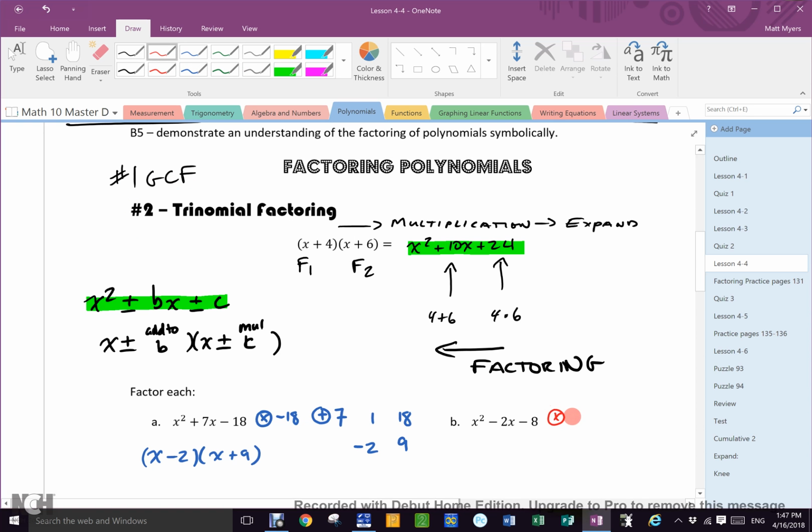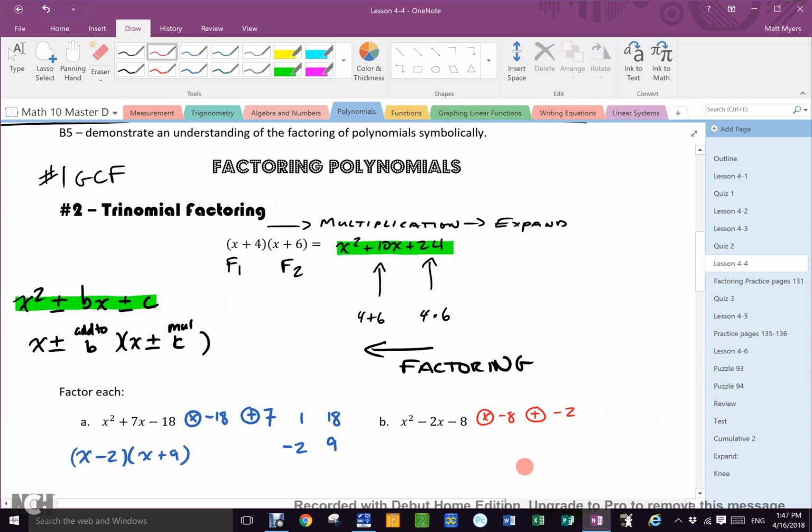What kind of 8? Negative 8. What do I have to add to? Negative 2. Is it 1 and 8? Can 1 and 8 add together to make 2 in any way? No. Is it 2 and 4? How?